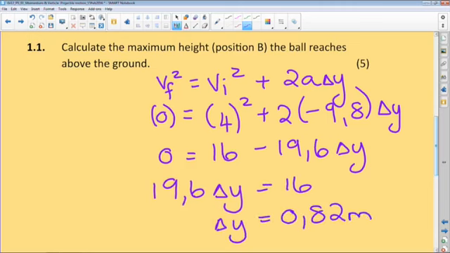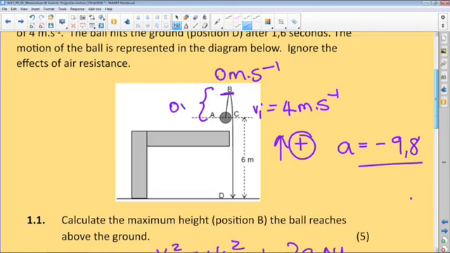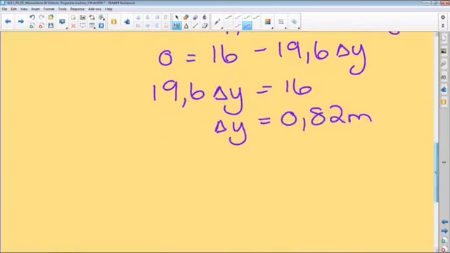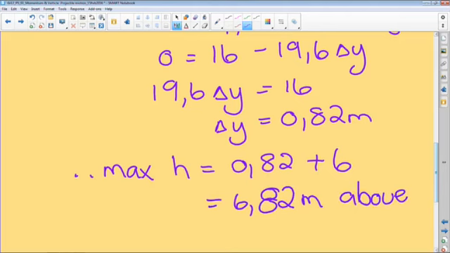I get a positive answer. Remember, we're looking at position, but what does this positive answer tell me? It was going up, and that's exactly what I expected. It went 0.8 meters above where it started because up was my positive. Now, I haven't answered the question because it said 6 meters originally. So my maximum height is going to be the 0.82 plus the 6. So it's going to be 6.82 meters above the ground. Don't forget the position, okay?